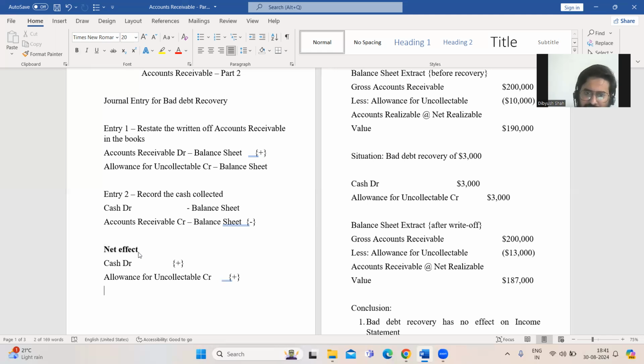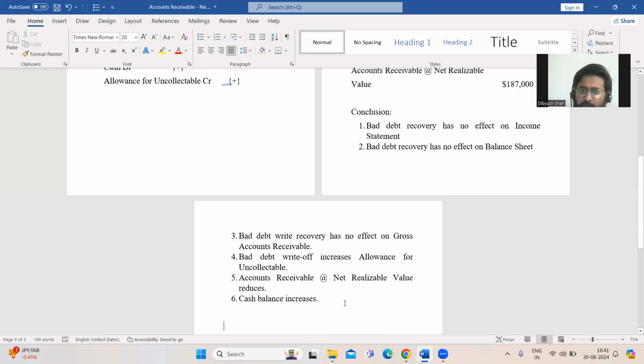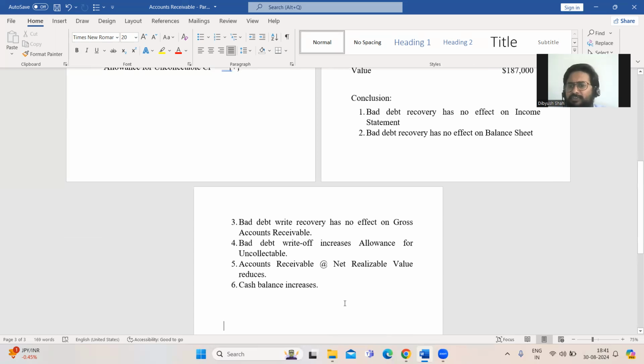So what is the conclusion on the recovery? First, bad debt recovery will have no effect on the income statement. Either you go through the two entries route or the single net effect route, all are balance sheet accounts. So nothing will happen in the income statement. Bad debt recovery has no effect on the balance sheet also. Now, when I say this, I mean total balance sheet or total current asset balance remains same. See, in this situation, AR at NRV has reduced by 3,000, but cash has also increased by 3,000. So total current assets is same.